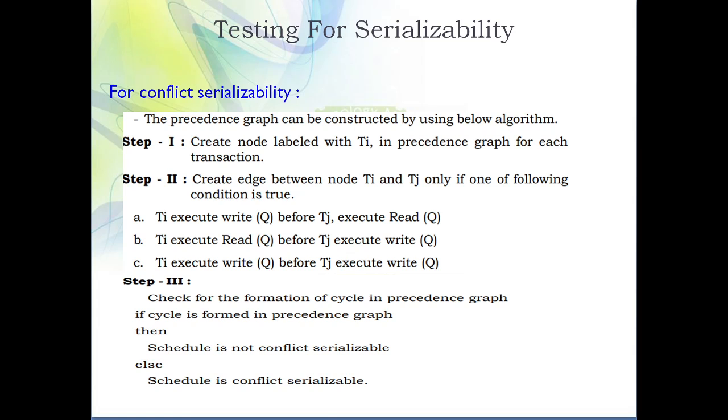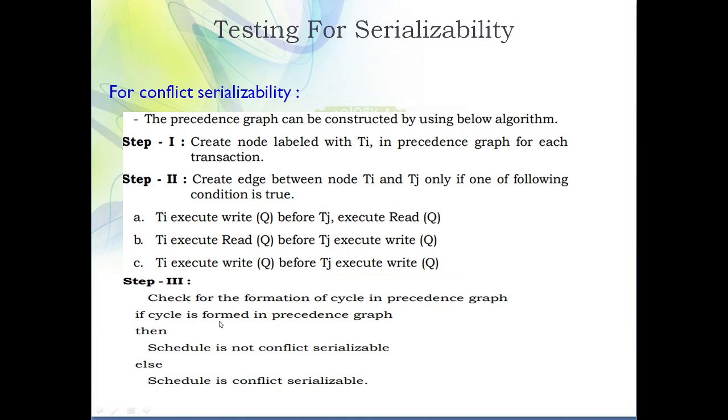Suppose a read operation is performed on data item A and a write operation is performed on data item B, then there is no problem. But the condition is that both should access the same data item, then there is a conflict. In this way you can draw the edge.